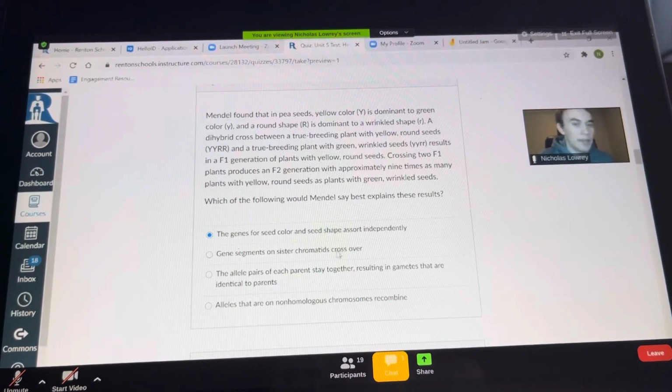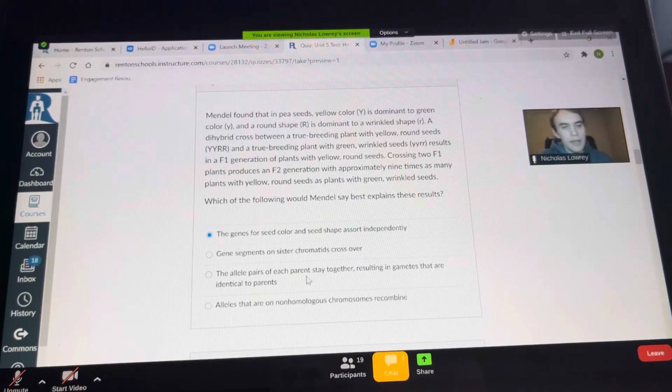So gene segments on sister chromatids cross over. This does not occur. Remember, when we think of our chromosomes, so our chromatids and our homologous chromosomes, we have those sets, right? And homologous chromosomes, we have 1 here and 1 here. And they come together and they cross over. But sister chromatids don't cross over with each other. It's when the homologous chromosomes come together that they cross over with each other. So this doesn't happen at all.